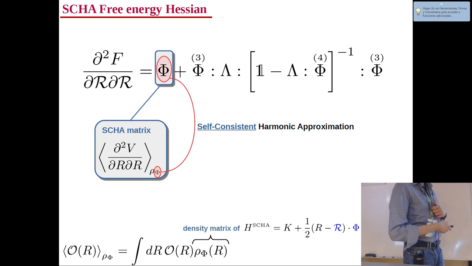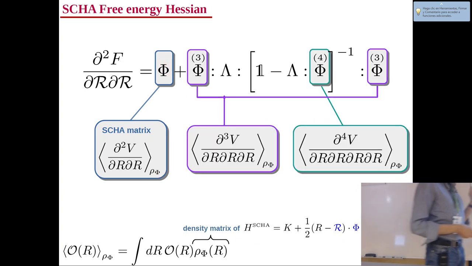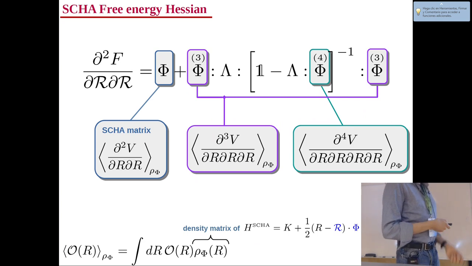This is the density matrix of the corresponding SCHA quadratic Hamiltonian. See, this is the average of an object which is defined this way, where this rho is just the density matrix of the SCHA Hamiltonian, which depends on this phi. And same phi here and here. So that's why it's called self-consistent. What are these phi 3 and phi 4? Essentially, it's the same object, but now for the third order derivative and for the fourth order derivative, okay? So it's pretty simple, the meaning of this object.